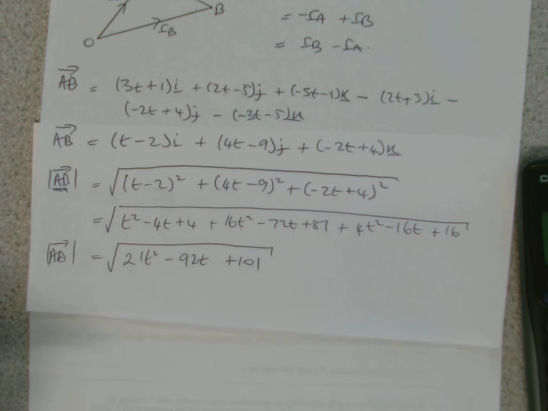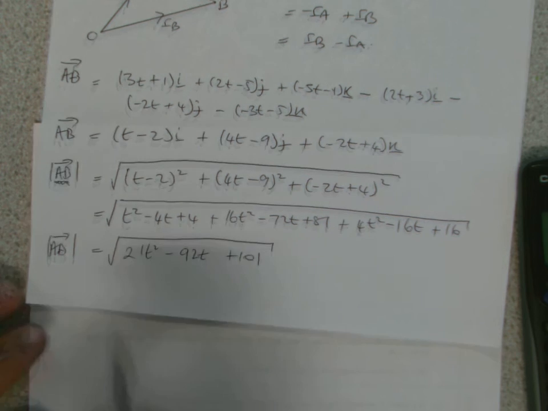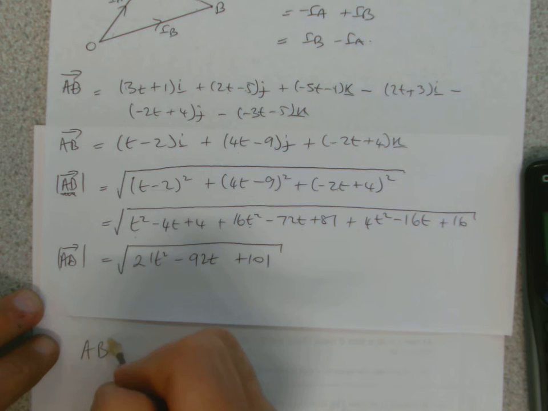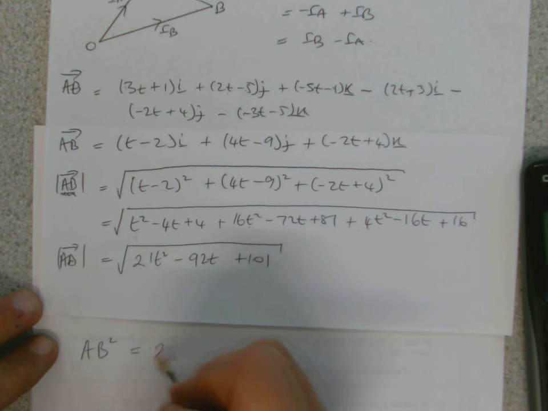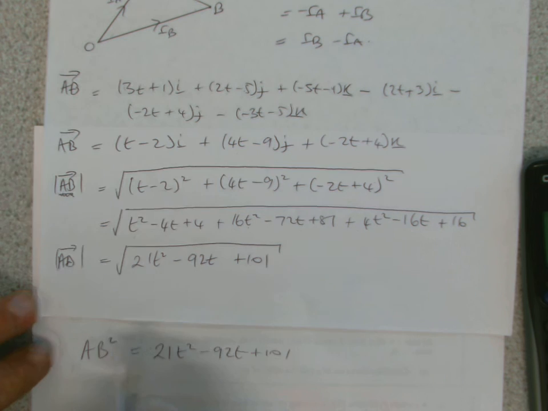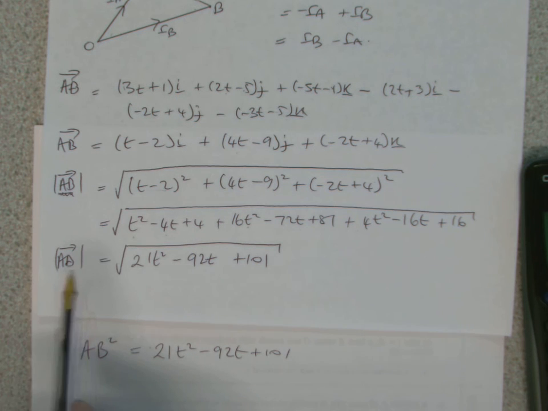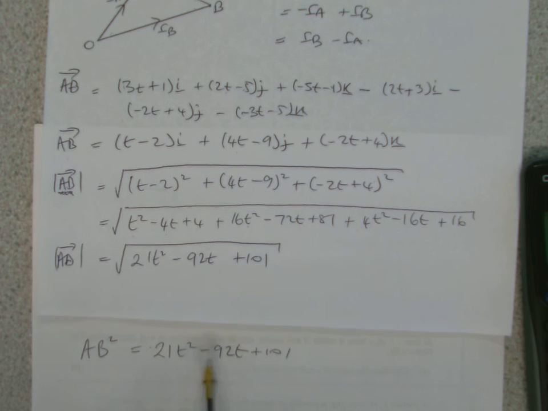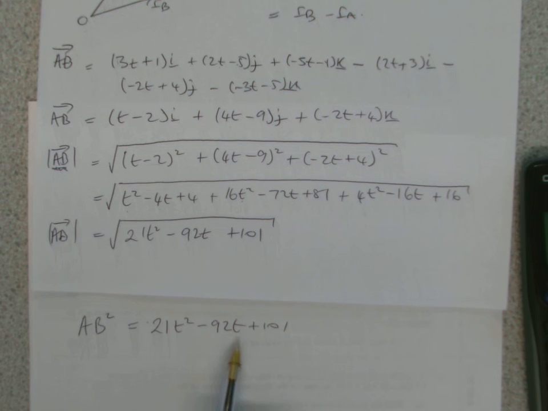Now, before we differentiate, what we're better off doing actually is squaring both sides, because it works out a lot better. We're allowed to do that. So you've got AB squared, okay, you can get rid of that then, just AB squared, and square this side, you get 21t squared minus 92t plus 101, okay? So you're allowed to do that, because if you're looking for the least of this, it's the same as looking for the least of AB squared. It's exactly the same.